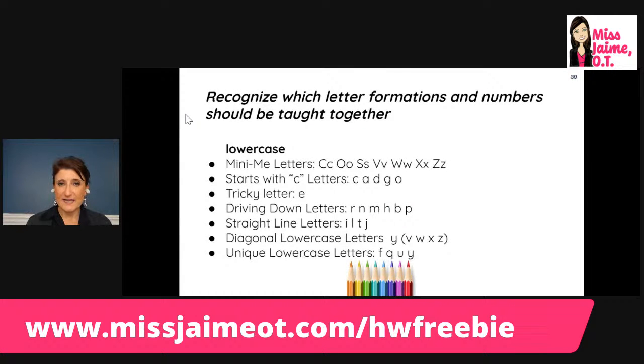In terms of lowercase letters, you have not half, but a good amount of letters your children already know if you taught capital. So capital C, O, S, V, W, X, Z, they're all identical. So I like to call them mini-me letters. You might call them something else, that's fine. But when you start teaching lowercase letters, if you teach them after capital, you're kind of giving your child an edge because they already know 7 of the letters. So that's pretty cool. They just have to make them a little bit smaller.